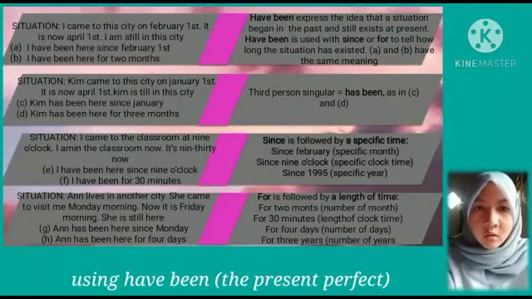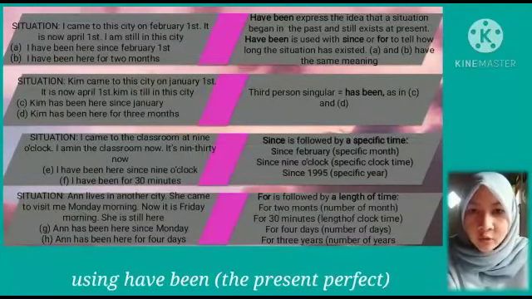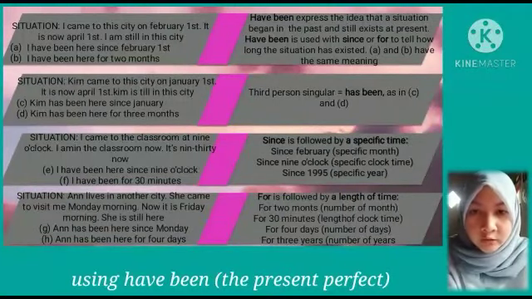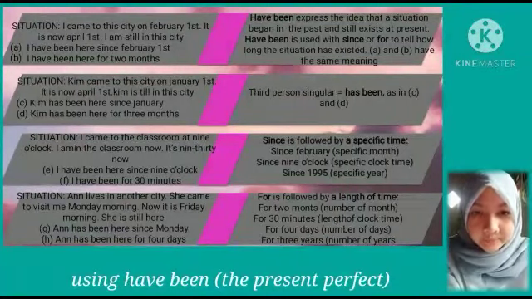Situation: my friend lives in another city. She came to visit me Monday morning. Now it is Friday morning. She is still here. G. She has been here since Monday. H. She has been here for 4 days. For is followed by a length of time: for 2 months, a number of months; for 30 minutes, a length of clock time; for 4 days, a number of days; for 3 years, a number of years.